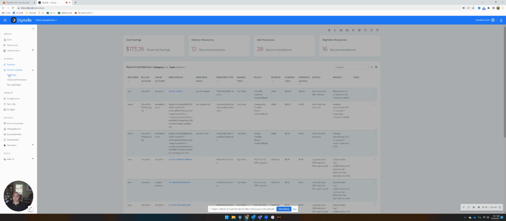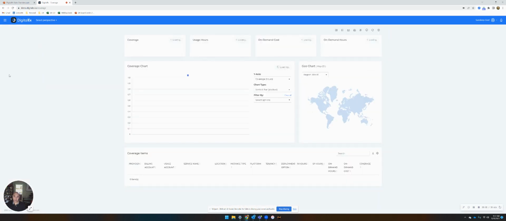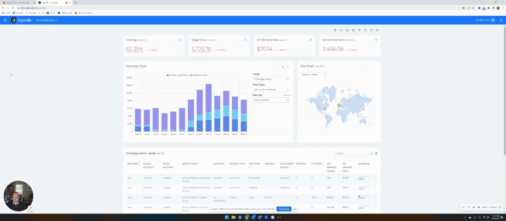Next way we can save you money is what we call coverage. Essentially, and for those of you that are cloud practitioners, you're going to know this, you can buy cloud capacity in one of two ways. You can either buy it purely on demand. It can go up and down as much as you want, so you have maximum flexibility, but you pay a higher price for that flexibility.